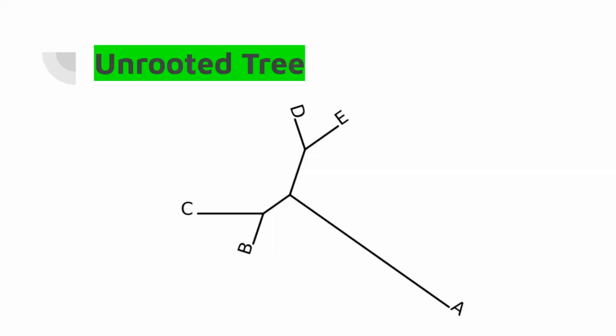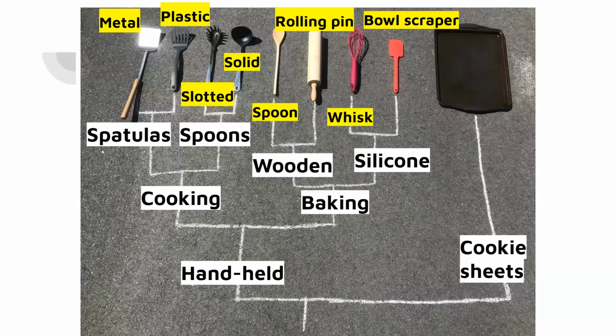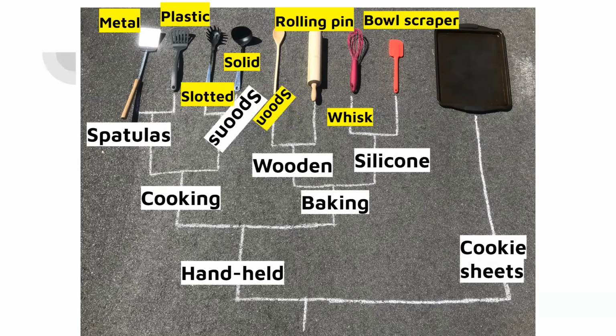An unrooted tree is similar, but only the distances between the OTUs are known since there is no outgroup to provide ordering information. Looking at our finished tree, we see that the cookie sheet outgroup roots our tree, and the rest of our kitchen utensils diverge to become more specialized. We can also see that the spoon shape evolved independently twice in our tree.